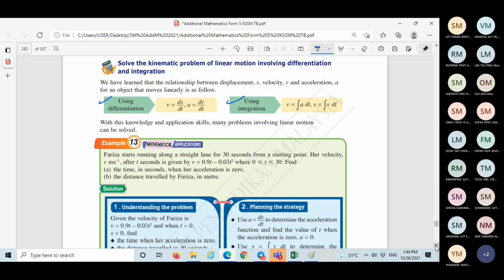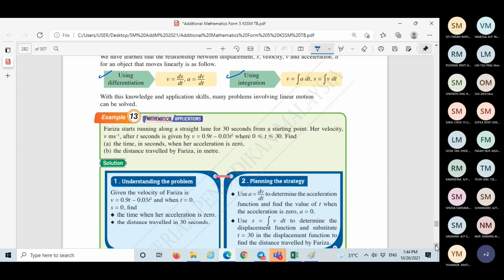Now you see this question, Example 13. Fariza starts running along a straight line for 30 seconds from a starting point. Her velocity is given by this, for the time from 0 to 30. Find the time in seconds when her acceleration is 0.